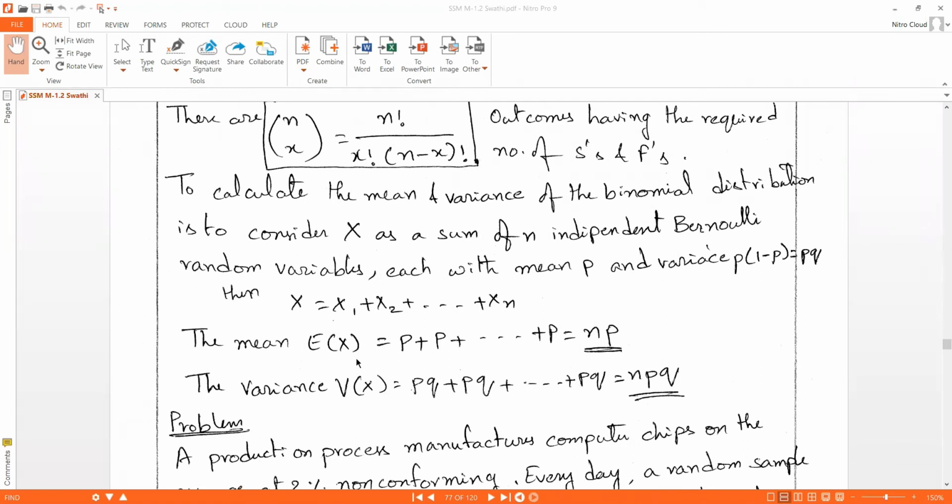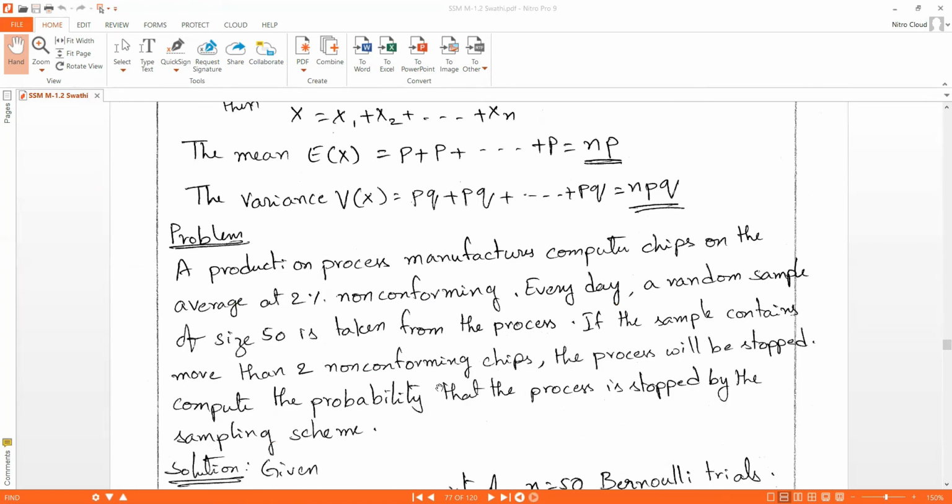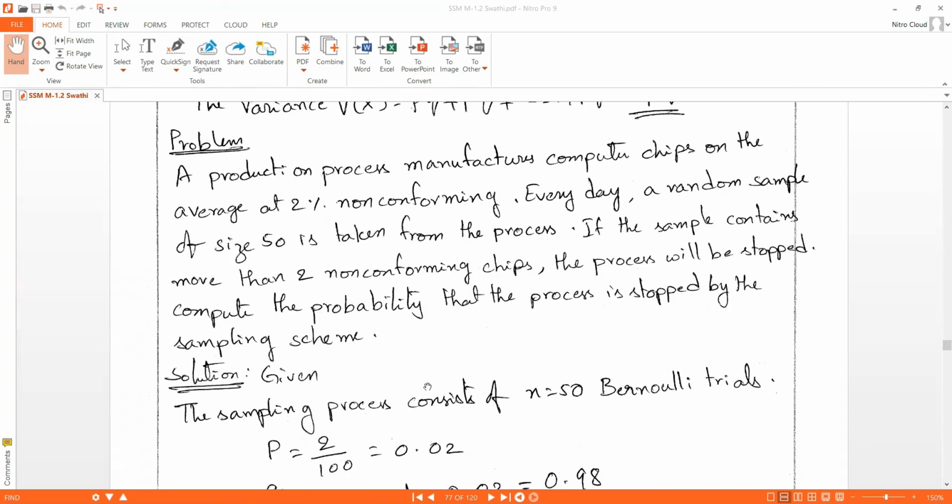The mean for this binomial distribution is E(x) equal to n times p. The variance for this binomial distribution is V(x) equal to n times p times q. So the variance is n p q, and the mean is n p. Using this we have a problem here.